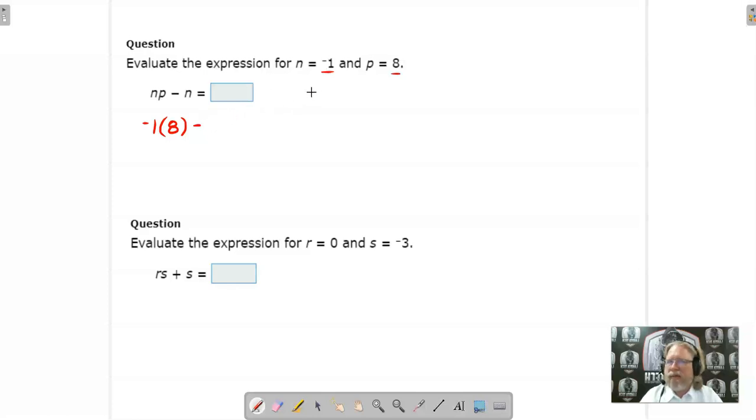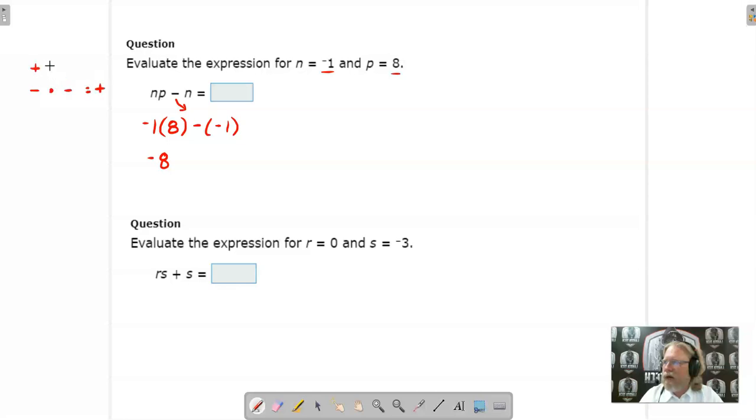Now, here's a tricky spot. Notice that I bring down the subtraction sign here. I'm going to use parentheses to hold the value of n, which is -1, because this 1 has a negative sign with it, which is going to interact with the subtraction sign a little awkwardly. So let's first deal with the -1 times 8. So -1 times 8. Well, 1 times 8 is 8, but a negative times a positive equals a negative. A negative times a negative equals a positive.